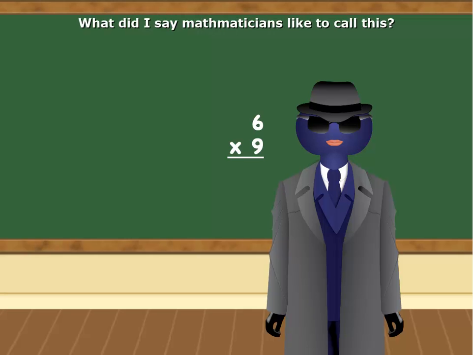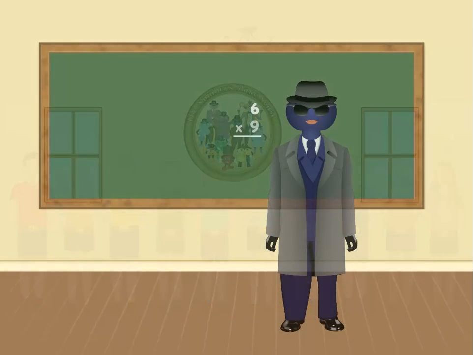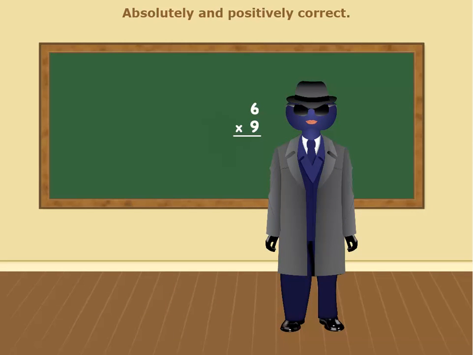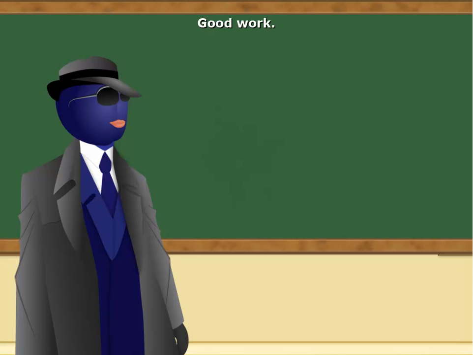What did I say mathematicians like to call this? The product. Absolutely and positively correct, because that is what adding 6 9 times produces. Now, let me see your code, recruits. Good work. Now, I want to see how well you can write the code on your own.